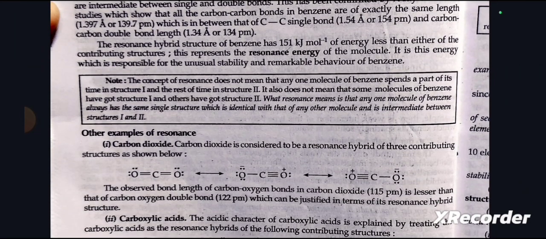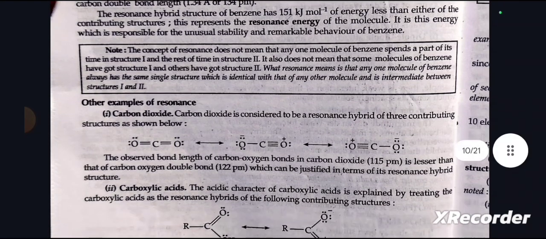The resonance hybrid structure of benzene has 151 kilojoule per mole of energy less than either of the contributing structures. This represents the resonance energy of the molecule. It is that energy which is responsible for the unusual stability and remarkable behavior of benzene.